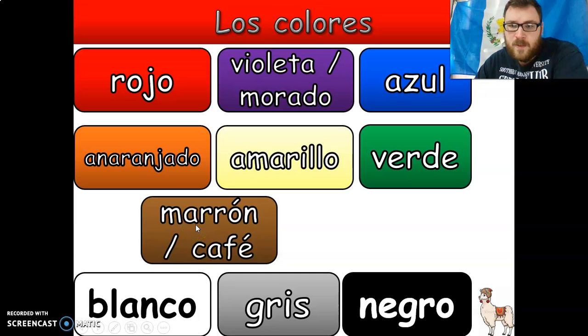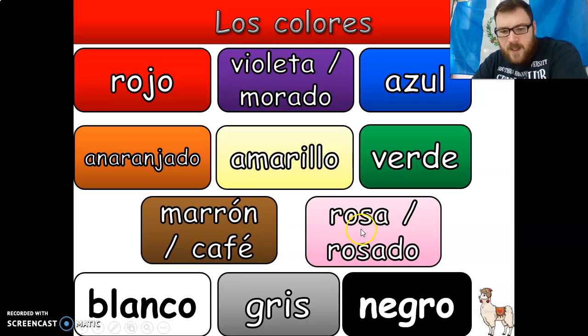Now, we did marrón last lesson as well with ojos marrones. Marrón is pretty much brown. In some places in Latin America, they will also use café. Café pretty much means coffee, and it's just the color of coffee. It's just kind of brown, right? A lot of times people will just say café. So if you see café used to describe something, they mean brown. Marrón, also brown. Ojos marrones for brown eyes.